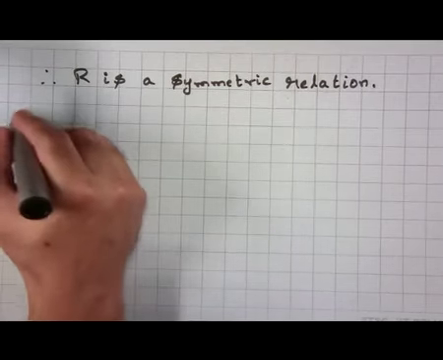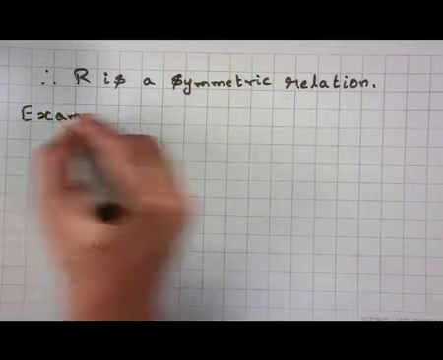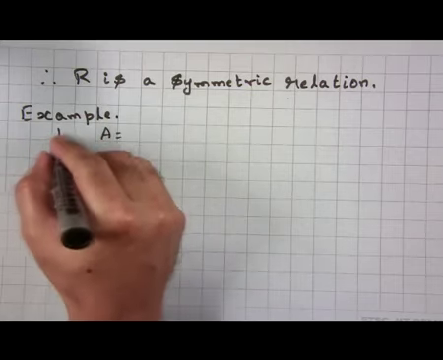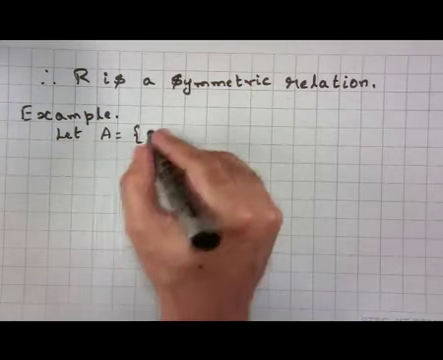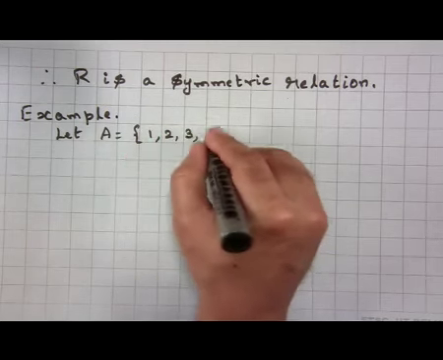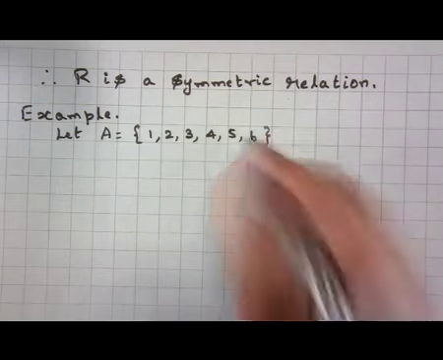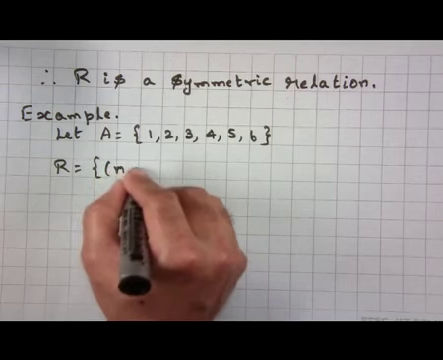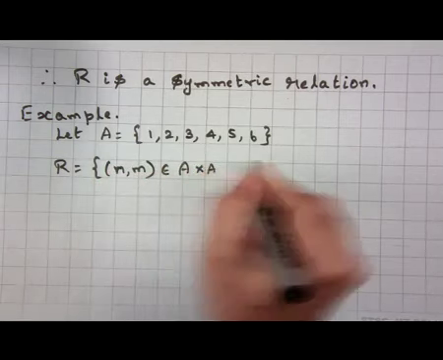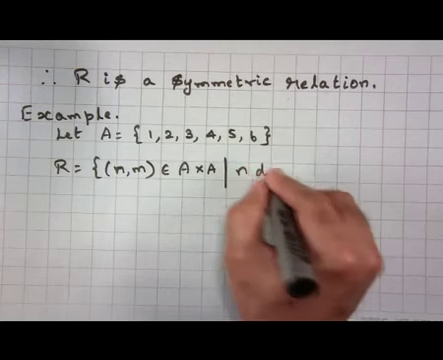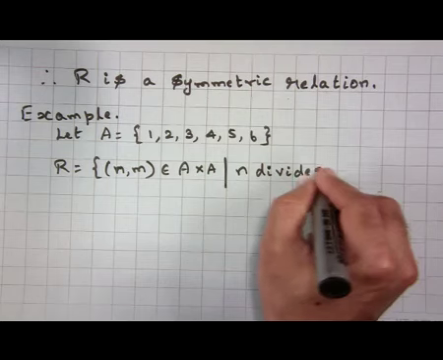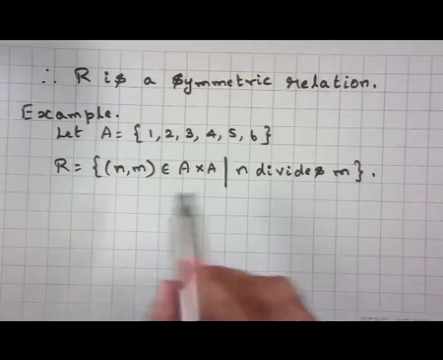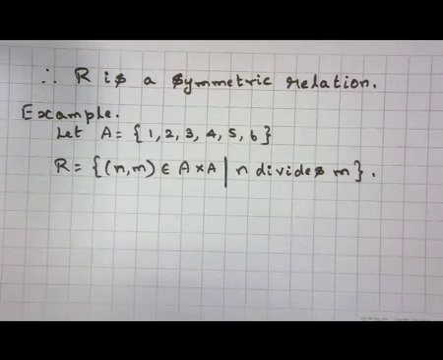Let us look at one more example. Let A equal 1, 2, 3, 4, 5 and 6. R is all those pairs n comma m from A cross A with the condition that n divides m. What we have is all those pairs n comma m such that n divides m.